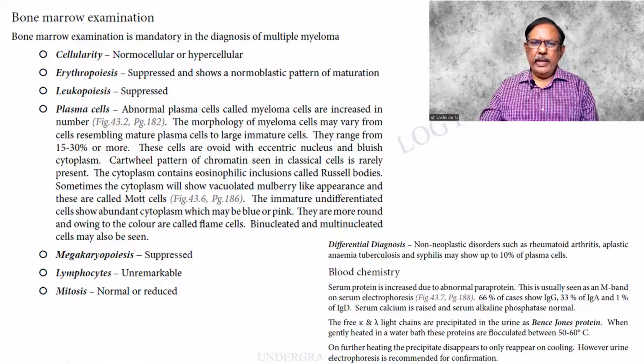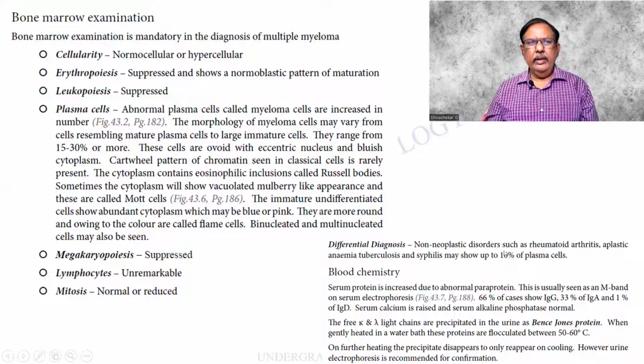Sometimes there will be immature cells having a more pinkish, eosinophilic cytoplasm. They are called plasmablasts and they are also described as flame cells. Flame is red, these cells are also red. Binucleation, multinucleation are all pointers towards myeloma. These are the other suppressed lineages. The differential diagnosis is one thing.